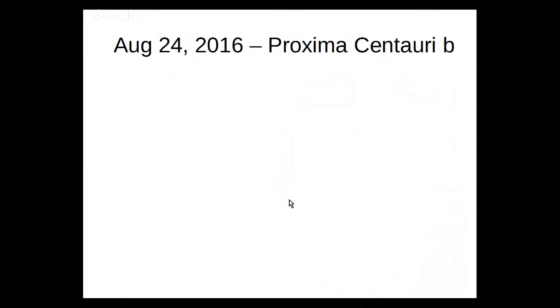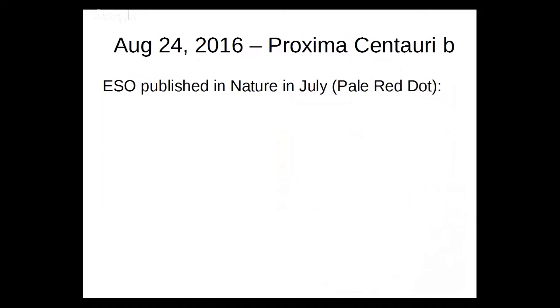Okay. To our big discussion of this topic. On August 24th, 2016, Proxima Centauri b was announced. ESO published in, of course, the Journal Nature again in July. So just before August, they published their paper. And Proxima Centauri, the star, Proxima Centauri A, is called the pale red dot.